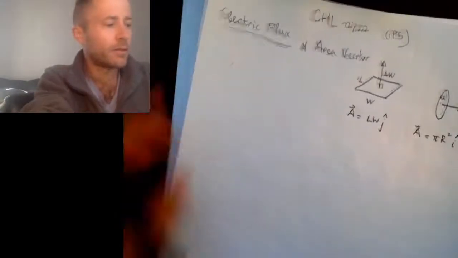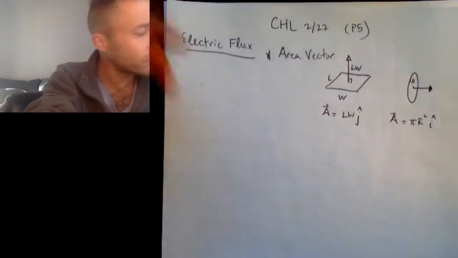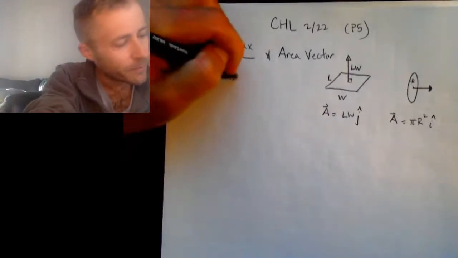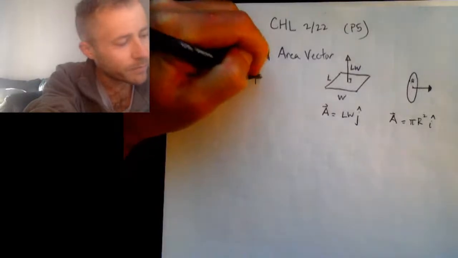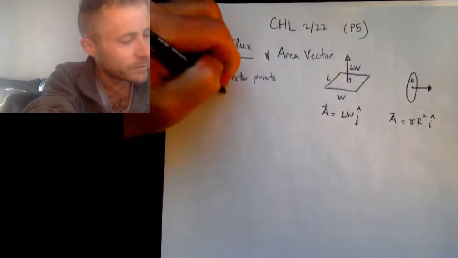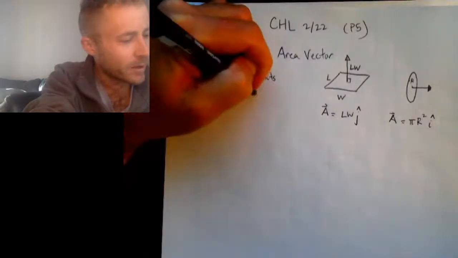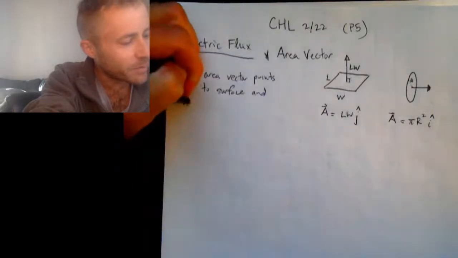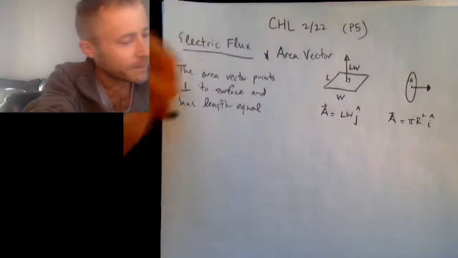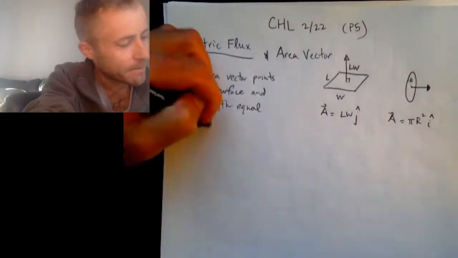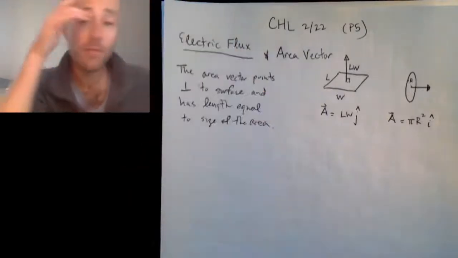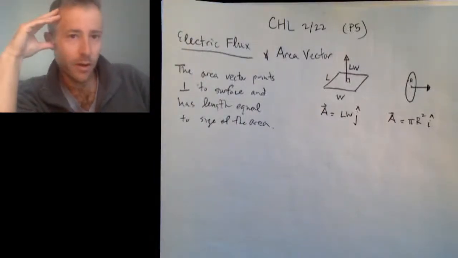So to summarize, the area vector points perpendicular to the surface and has length equal to the size of the area. So that is the area vector.